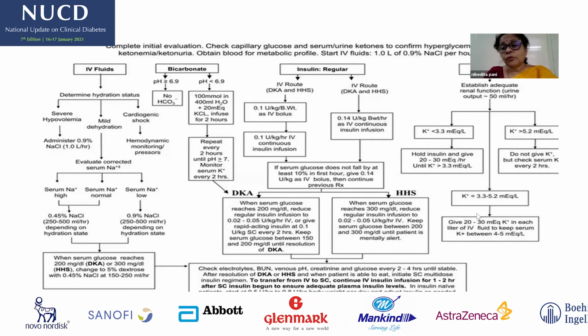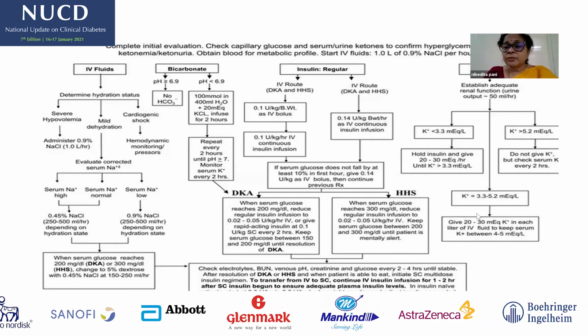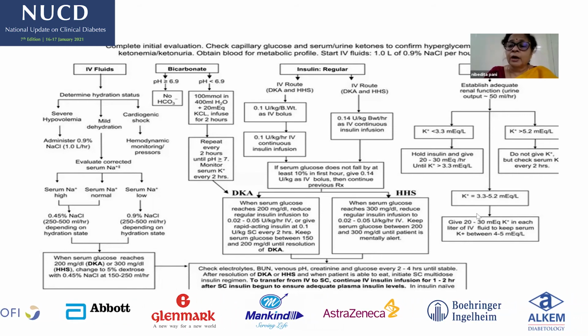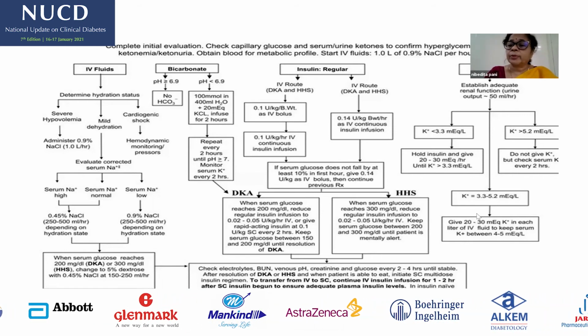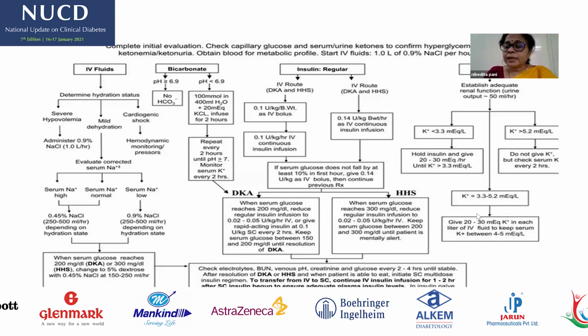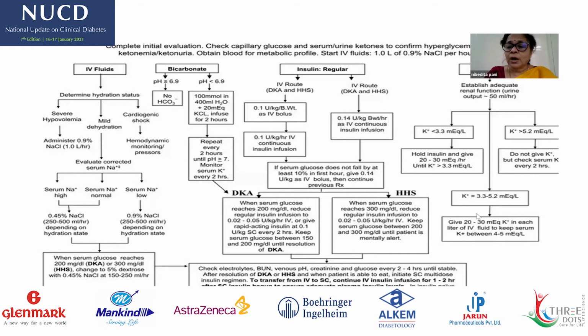Potassium, you have to look for what the potassium is also. If the potassium is less than 3.3, hold insulin and give 20 to 30 milligrams per hour of potassium until it becomes 3.3. If the potassium is more than 5.2, then do not give potassium, but check the serum potassium every 2 hours.